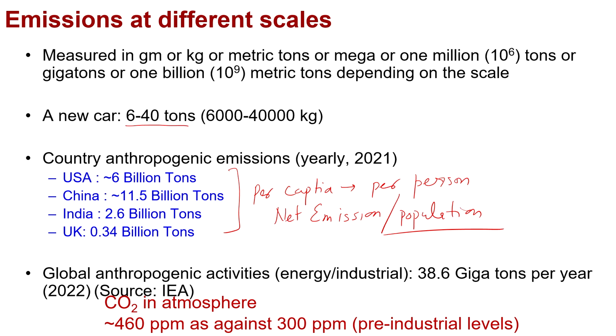So, global activities, anthropogenic means humans related activities, which is mainly because of industry and energy processes. Carbon dioxide emission is about 38.6 gigatons per year. This is not greenhouse gas, but it is CO2 emission. And this has resulted in accumulation of CO2 in the atmosphere. Pre-industrial level used to be 300 and today we have 460 ppm.